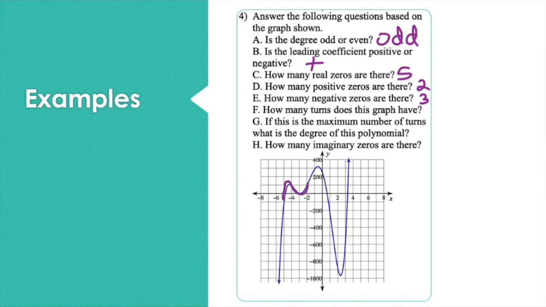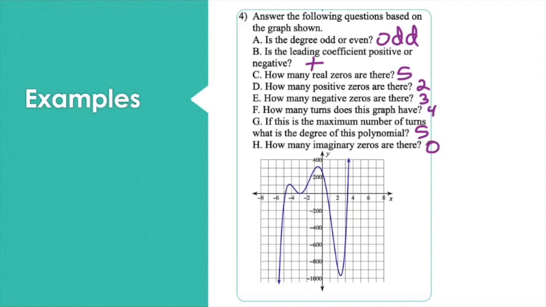How many turns does this have? 1, 2, 3, and 4. 4 turns. If this is the maximum number of turns, what is the degree of the polynomial? It's 1 more than this one, so it's a 5th. And that's great, because that would mean that the degree was odd, which we did confirm. And we got the reals are 5 and the total's 5. So there can't be any imaginaries. So this would have to be 0.